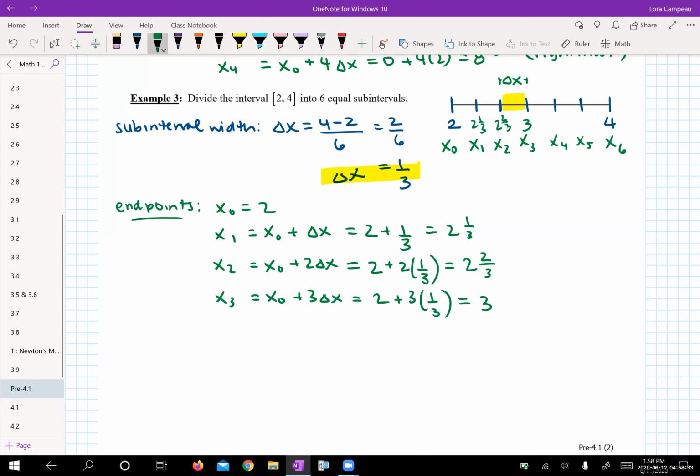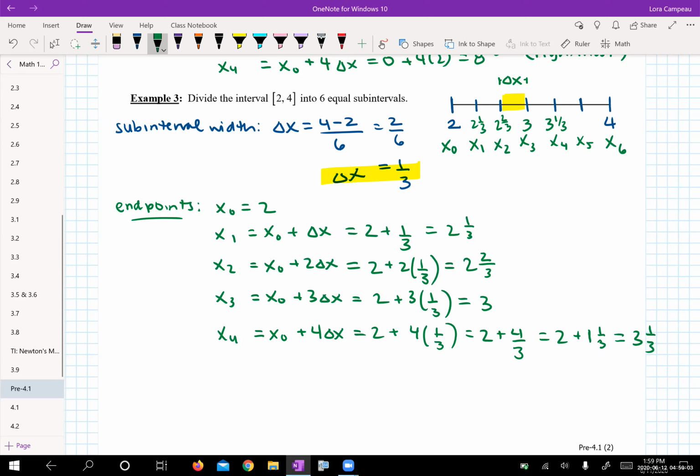Keep going. X of 4. Leftmost endpoint plus 4 delta x's. So that's 2 plus 4 times 1/3. And so what is that? 2 plus 4/3. And what is 4/3? 1 1/3. So that should be 3 1/3. And technically, if you knew what x3 was and you're just adding on 1/3, yeah, that totally makes sense.